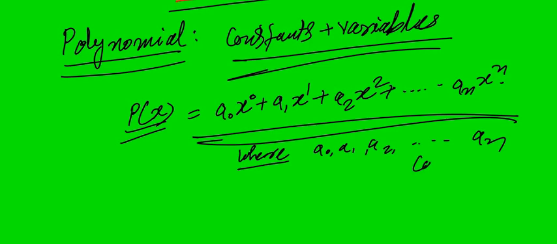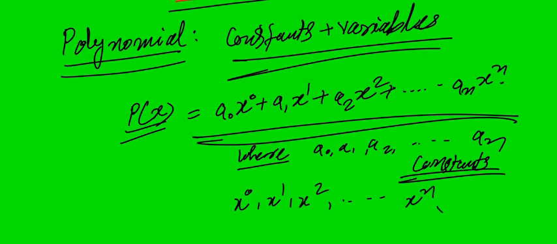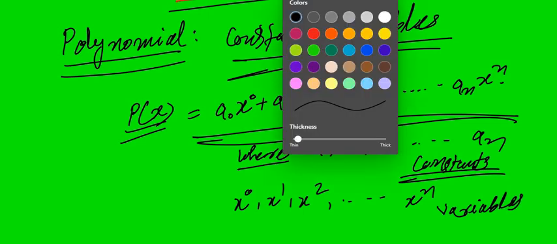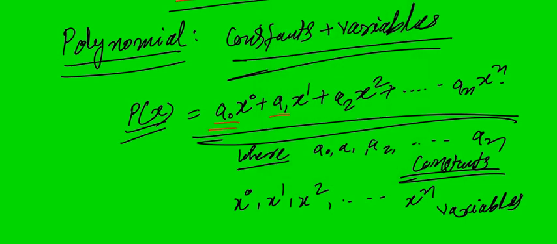These are constants. That means a0, a1, a2 will be constants, that means they will be numbers. And x to the power 0, x to the power 1, x to the power 2, dot dot dot up to x to the power n are variables. So what you have to remember is that constants can be any number, but when we talk about variables, they will have non-negative exponents.